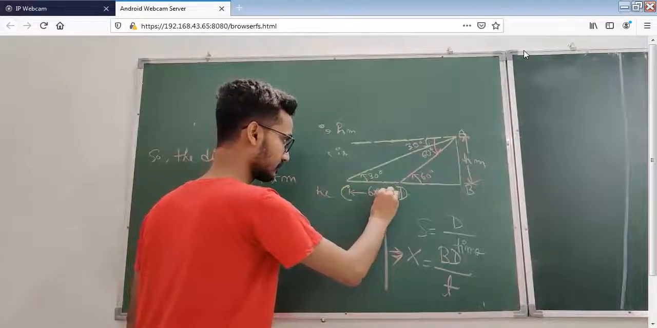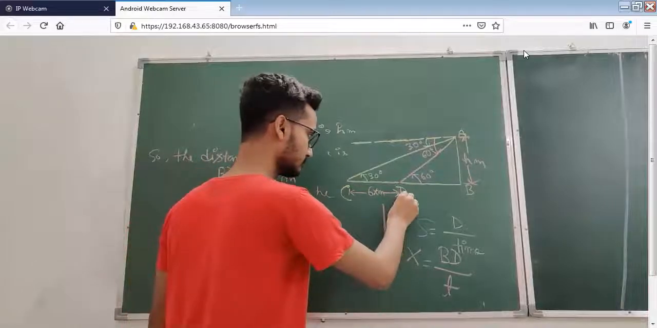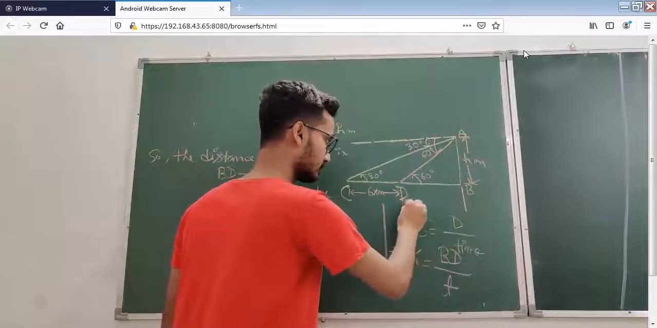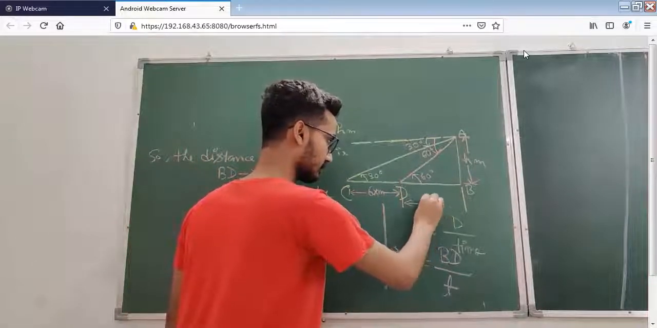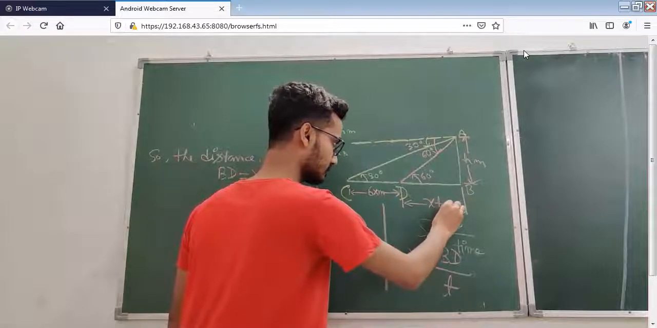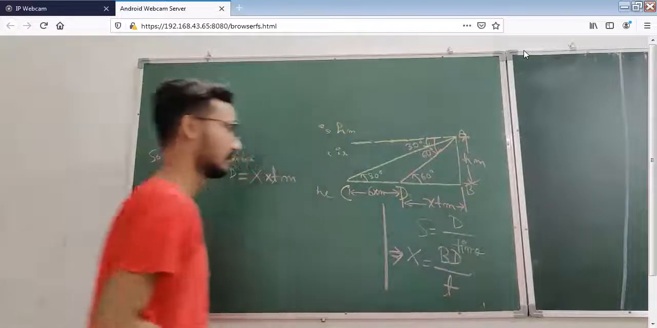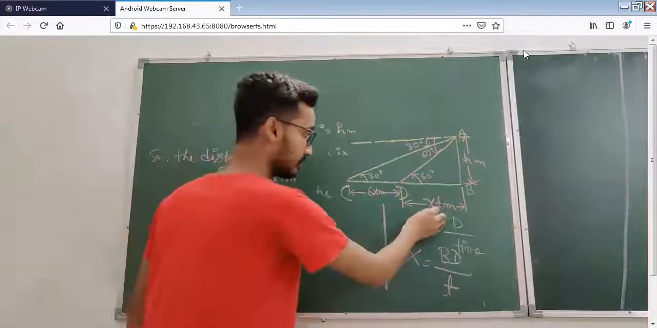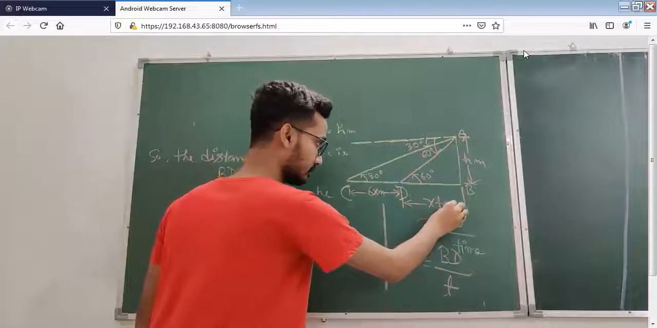6x meter. And this distance is tx meter or xt meter, you can do anything. After this, you know, now you have to find the value of t.